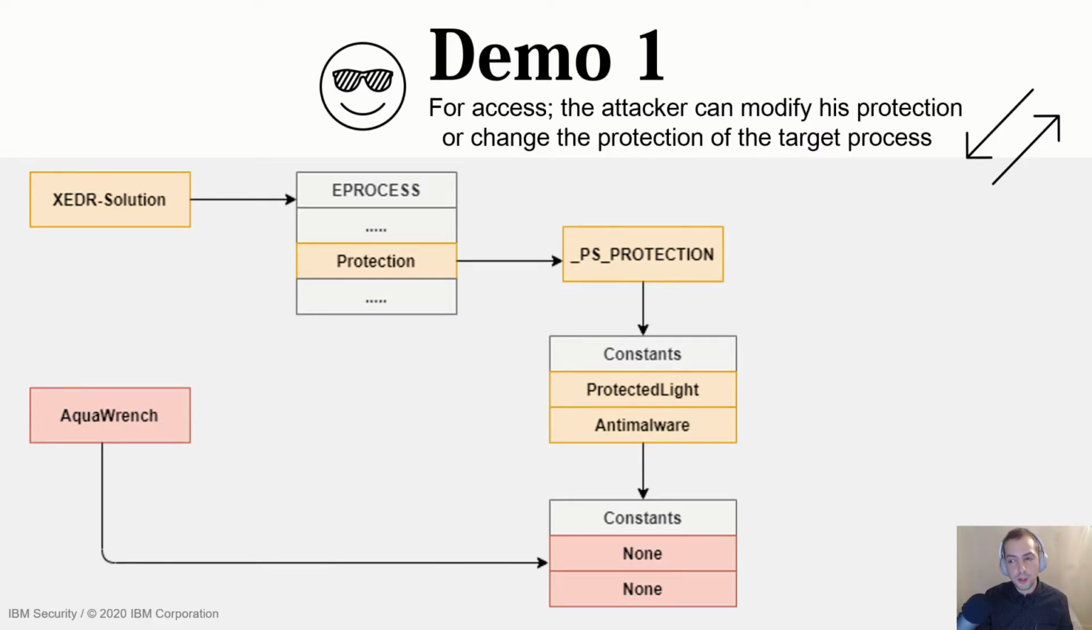What I want to mention here as well is that this is not the only way for the attacker to gain access to that process. Another option would be for the attacker to change their own protection constants to be of the same level, for instance protected light and anti-malware, or of a higher level. There's a kind of hierarchy of levels in protection. Once the attacker does that, in the same way, they would be able to access that process based on their own protection status. Okay, so let's have a look at demo 1.